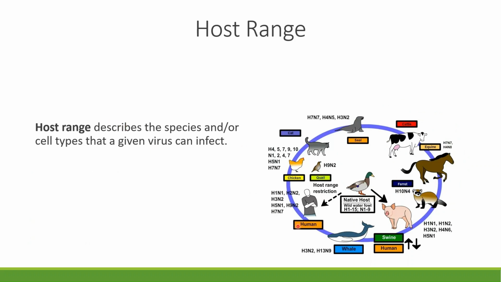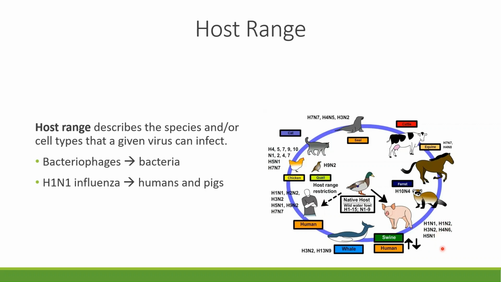The host range again describes the species and or cell types that a virus can infect. So here in this box, we see there's H1N1 and H1N2 viruses, and those can infect both humans and pigs. Here we have pigs here with H1N1. You may have heard of that, it was what caused swine flu quite a while ago, and H1N2, H3N2, H4N6, and so on and so forth. And these are terms that we use to signify those polysaccharides and proteins that are embedded in that envelope that determine what hosts that organism can infect.